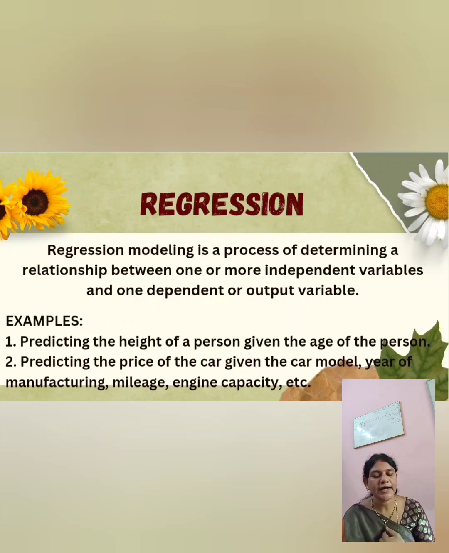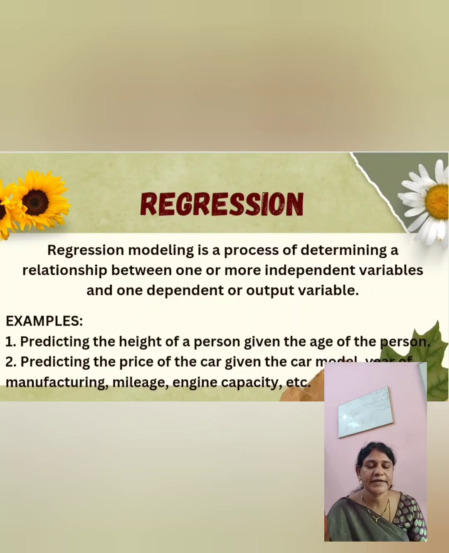So how do we predict the height of a person? The height of a person is dependent on the age of the person. The independent variable here is the age of the person. Now we are going to predict the dependent variable, that is the output, that is the height of a person. So here is the example: predict the height of a person given the age of the person.